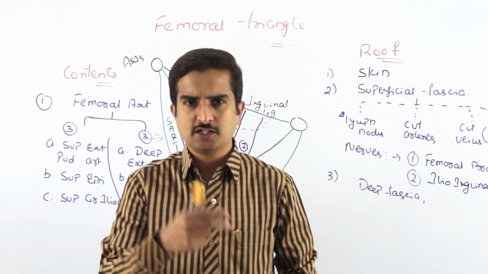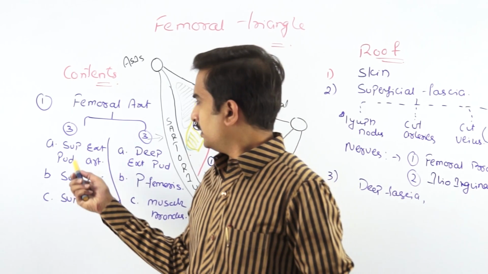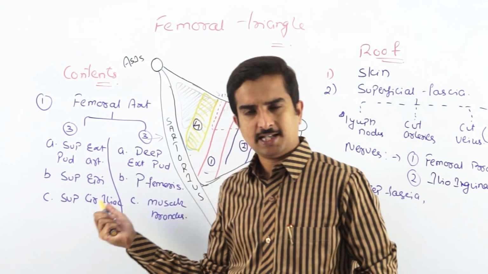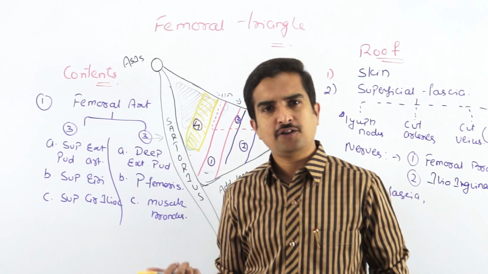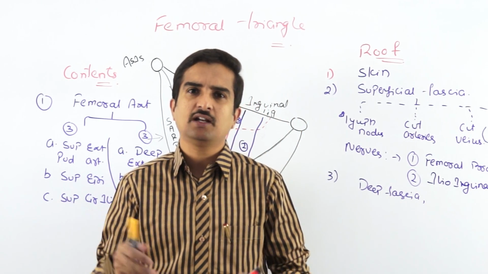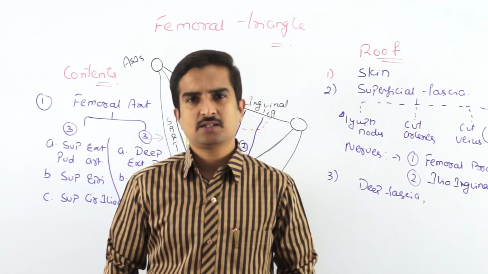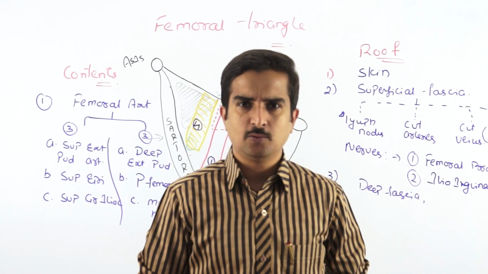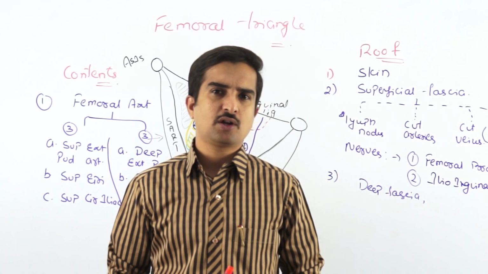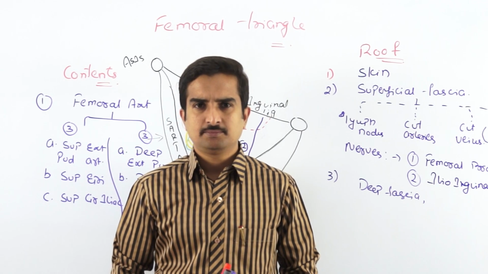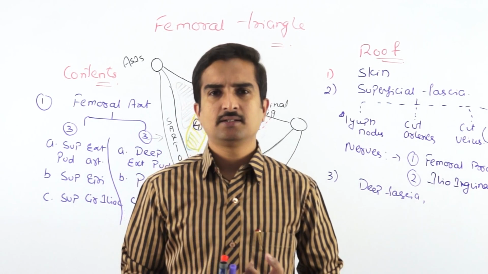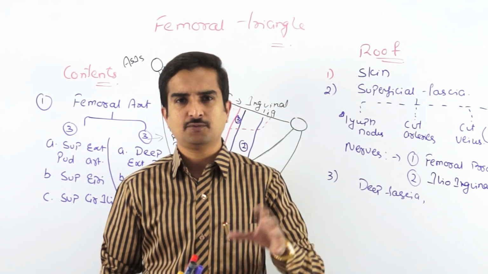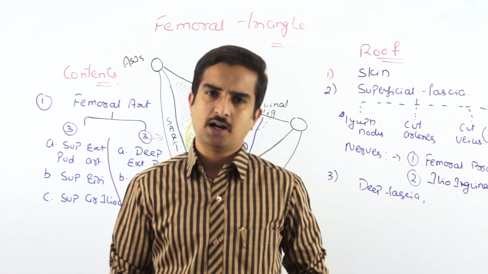What are the superficial veins? I told you that the veins follow arteries, which means the superficial external pudendal vein, the superficial epigastric vein, and also the superficial circumflex iliac vein. These 3 are the superficial veins. All these veins come and drain into the femoral vein. So what are the tributaries of the femoral vein here? The first is the circumflex iliac veins. The second is the superficial veins. There are totally 3 superficial veins which accompany the arteries.